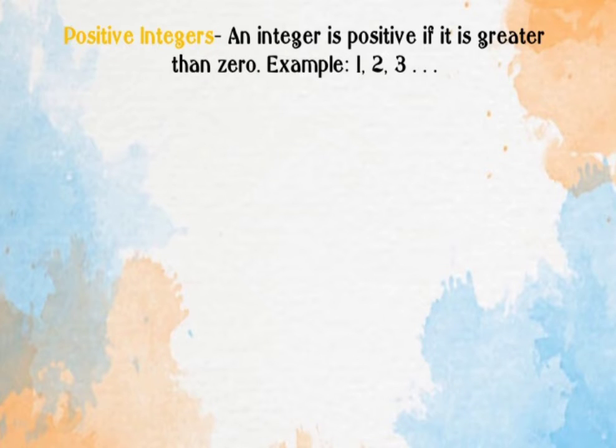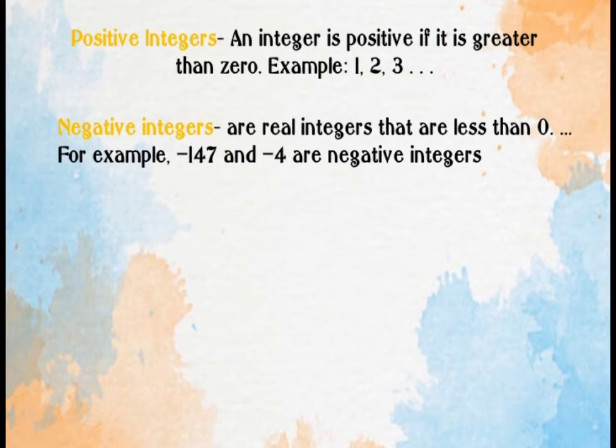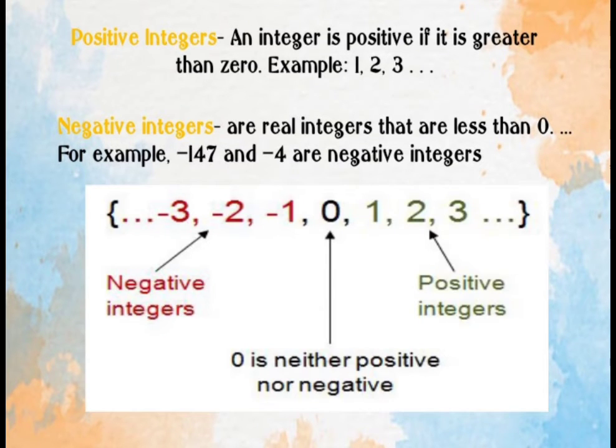Positive integers. An integer is positive if it is greater than 0. Example: 1, 2, 3 to positive infinity. Negative integers are integers that are less than 0. For example, -147 and -4 are negative integers. Take a look at the picture that represents positive and negative integers. As we all know, positive integers are counting numbers like 1, 2, 3, 4, 5, 6 to positive infinity, and negative integers start at -1 to negative infinity. The middle of positive integers and negative integers is the origin.